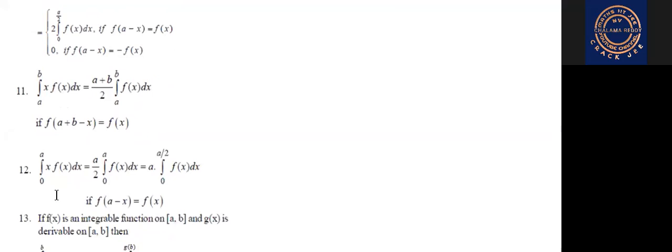Next, 12th property: integration 0 to a x into f of x dx. We can write this as a by 2 integration 0 to a f of x dx, that is equal to a into integration 0 to a by 2 f of x dx, when f of a minus x is equal to f of x. Okay, now here see that integration a to b f circle g of x into g dash of x dx. So here f circle g of x, how to write?